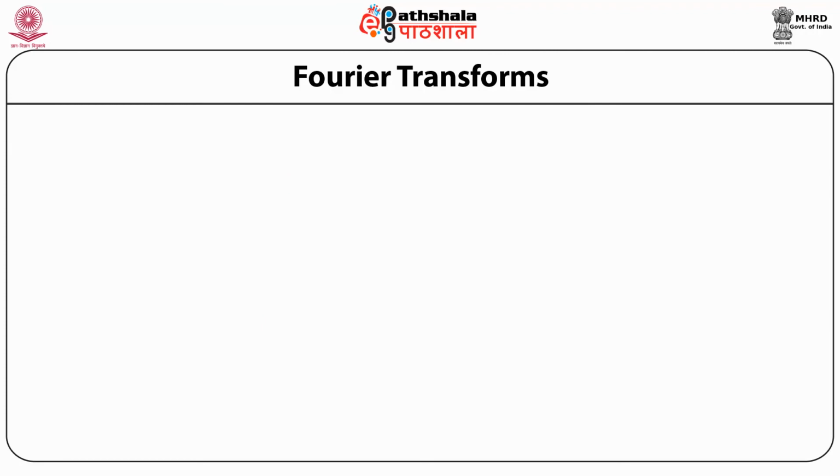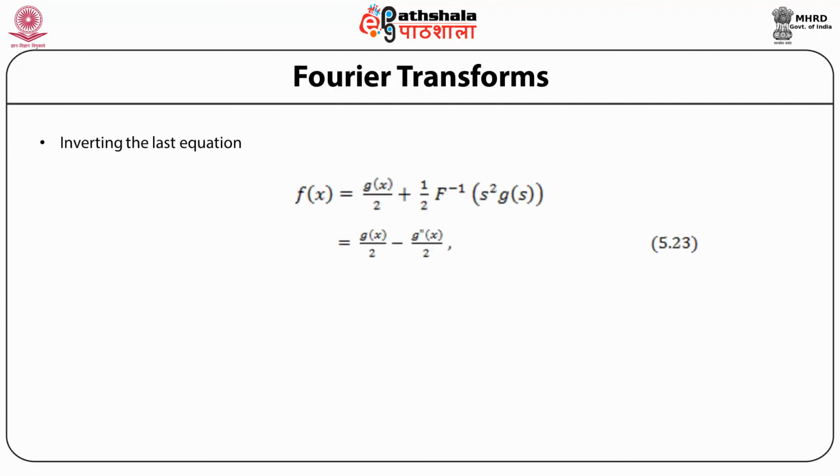All that we require to find the solution is to invert the last equation. So, inverting the last equation, we get f of x is equal to g of x by 2 plus half of F inverse of s square G of s, which is equal to g of x by 2 minus g double prime of x by 2.